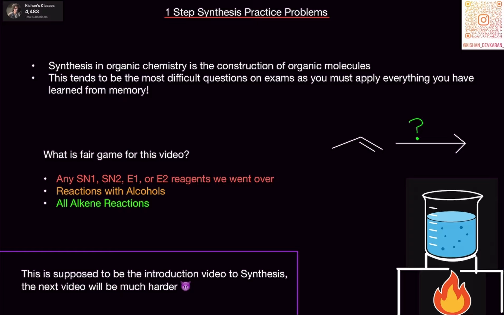So what is fair game for this video? Any SN1, SN2, E1 or E2 reagents, reactions with alcohols, and all alkene reactions. I'm not going to be telling you that we're going to do all of them. We only may do some of them. And the other ones you might see in a different video, the next video, when we do two-step synthesis. It's the uncertainty. So you may see duplicates, or you may see none at all. That's what I'm trying to get at.